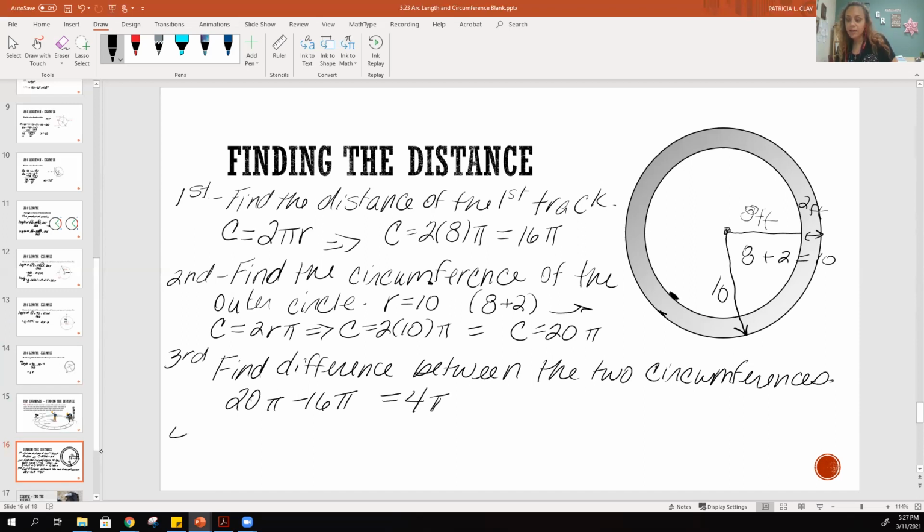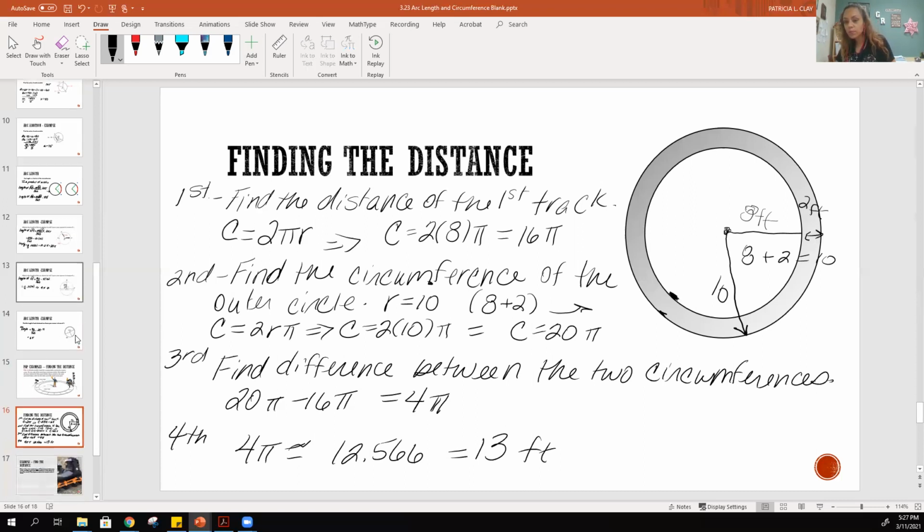Now finally, the last step, we're going to put that in the calculator. We're going to put our 4 pi into the calculator, and it's going to give us a value of approximately 12.566. Make sure you do it in your calculator and get the same value. And I'm just going to round this to feet, so it's going to be 13 feet. Don't forget to use your units to help you.